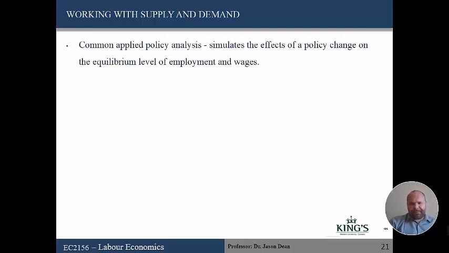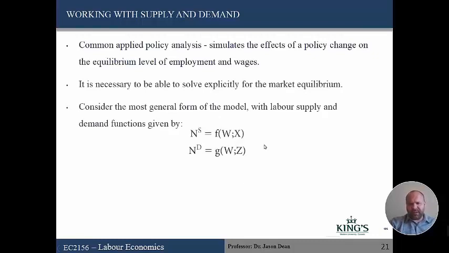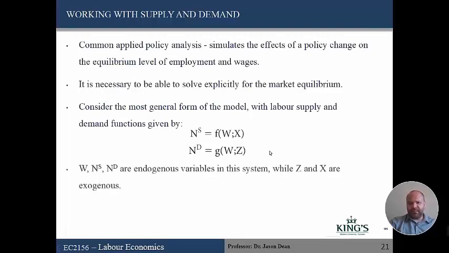So what we're going to do is assume we have a labor supply curve. That's NS, the supply of labor, and that's a function of the wage and something we'll call X. X would be something that would shift the supply curve. The demand for labor is ND, and that's a function of wages as well, of course, and Z, which would be other factors that could shift the demand for labor.